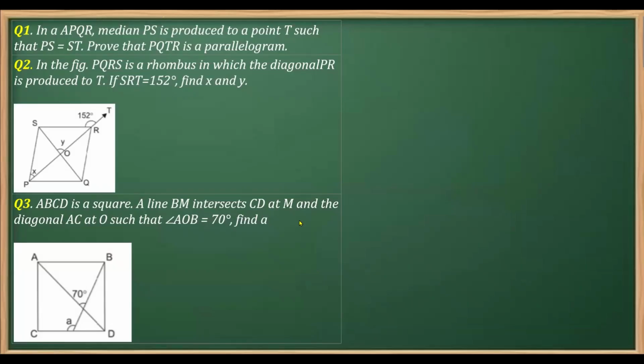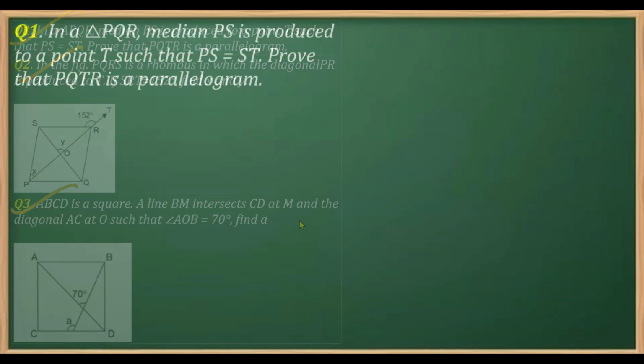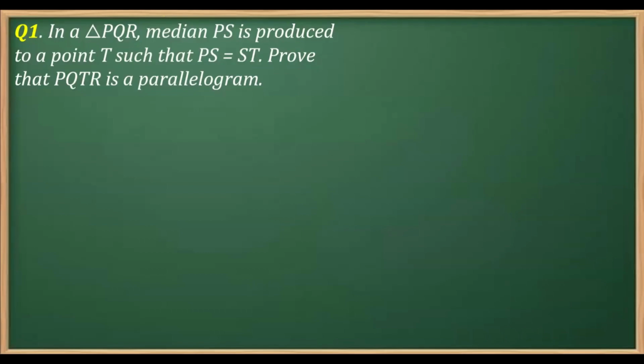In this video, we'll do 3 questions from the chapter Quadrilateral. That's for class 9th. Now let's begin with the first one. So in the first question, it says, in triangle PQR, median PS is produced to point T such that we have PS is equal to ST.